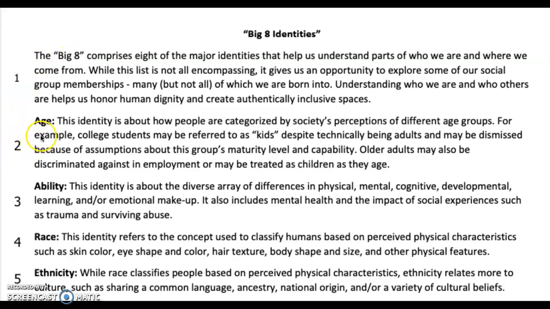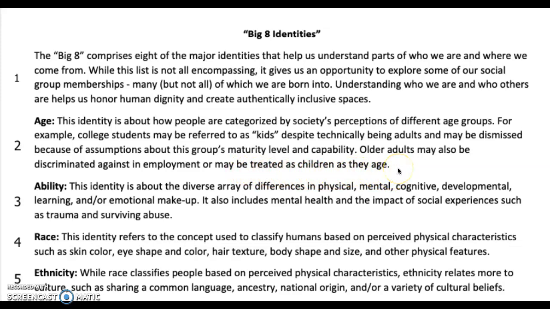Paragraph 2. Age. This identity is about how people are categorized by society's perceptions of different age groups. For example, college students may be referred to as kids despite technically being adults and may be dismissed because of assumptions about this group's maturity level and capability. Older or elderly adults may also be discriminated against in employment or may be treated as children as they age.